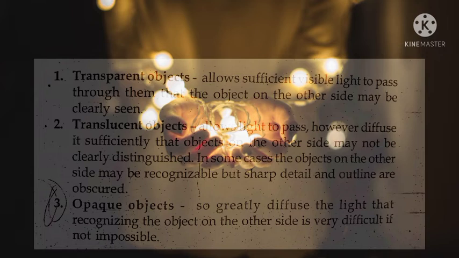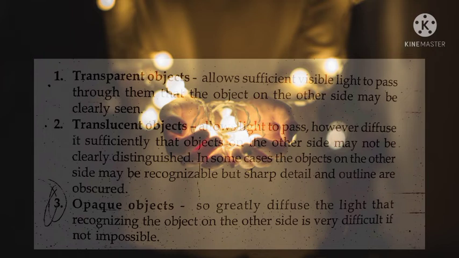Number 2. Translucent objects. Allow light to pass, however, diffuse it sufficiently that objects on the other side may not be clearly distinguished. In some cases, the objects on the other side may be recognizable but sharp detail and outline are obscured.